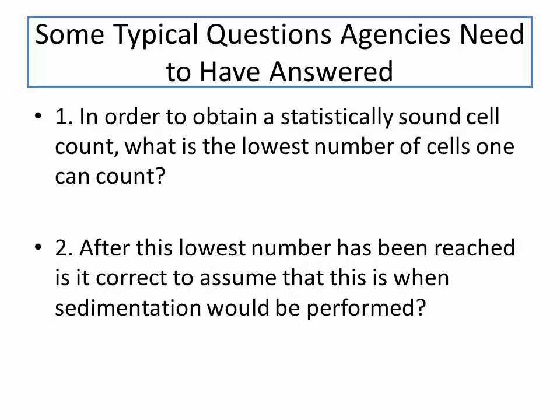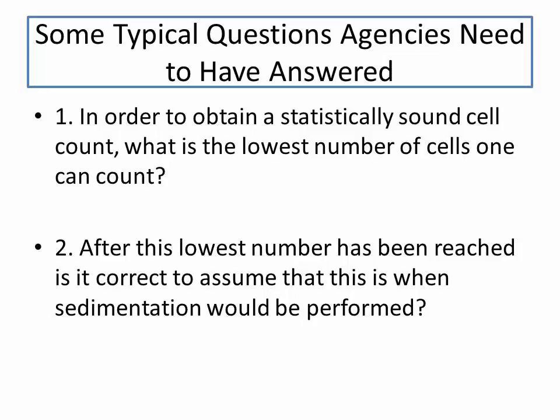After the lowest number has been reached, is it correct to assume that this is when sedimentation will be performed? In other words, if I take a raw water sample and count it directly, and I end up with certain cell counts, this may drive me to say, okay, well now I have to sediment that sample, concentrate it, whether it's 100 mils or 500 mils or whatever.